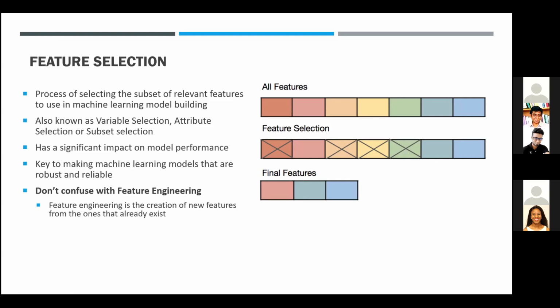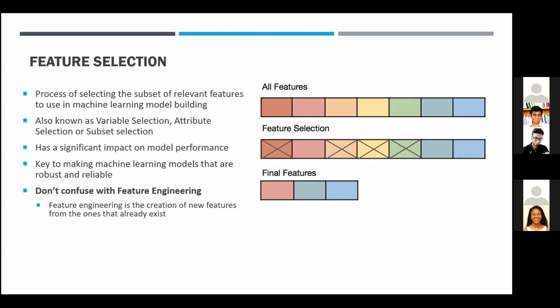And the ability to select the features that are most representative of the Y variable that you're trying to model can have a significant impact on model performance. Performance in terms of the amount of time taken to build and train a model, and also in terms of how well your model can predict the Y variable you're trying to model. It has become a key aspect in machine learning for making models that are robust and reliable.